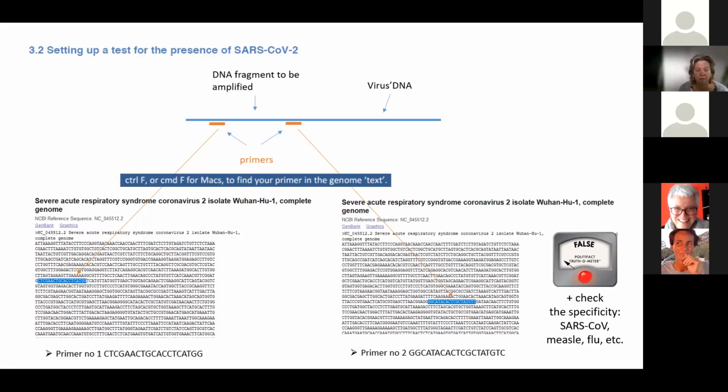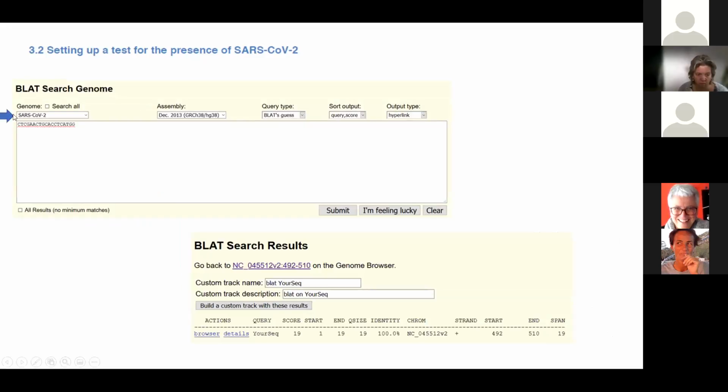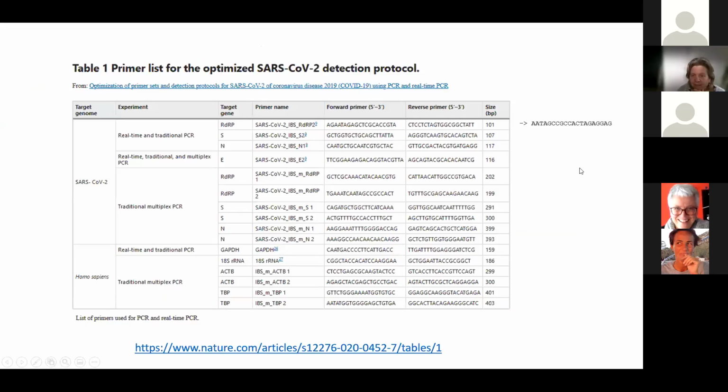So this is done manually, and then they use the genome browser at UCSC. They do a BLAT to check that the primers are found in the SARS-CoV-2 genome, and they find them at the correct position in the genome. And then they look if the primers are also available in the human genome, and this is not the case, of course, and this is great. So this is an example of what we do.